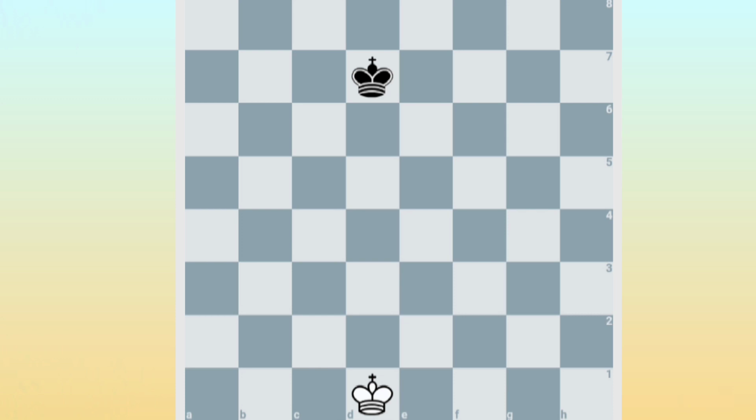In this condition, if it is white to move, then white will lose the opposition, and if it is black to move, then black will lose the opposition. Suppose it is black to move: black king moves to d6, white king moves to d2, black king moves to d5, white king moves to d3, and now it is black to move.